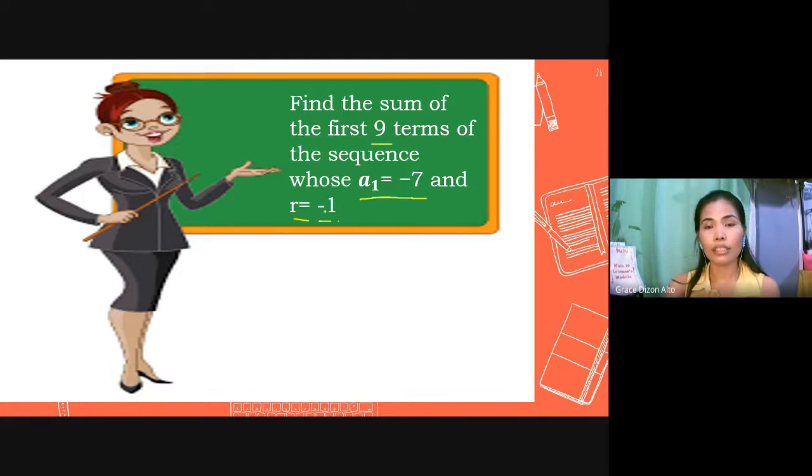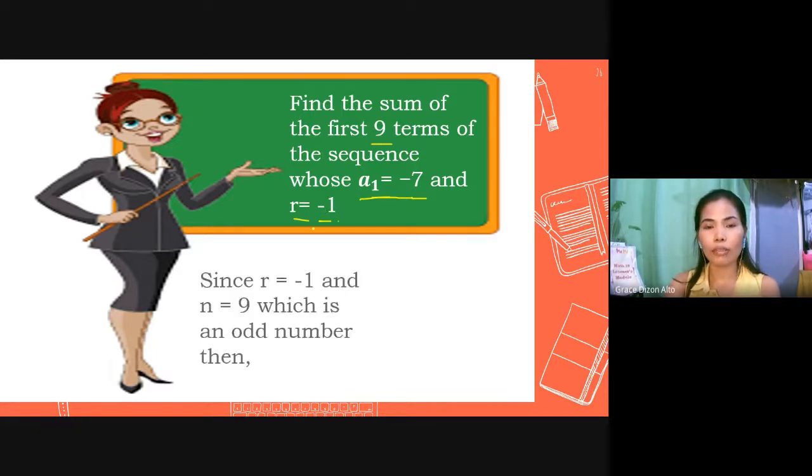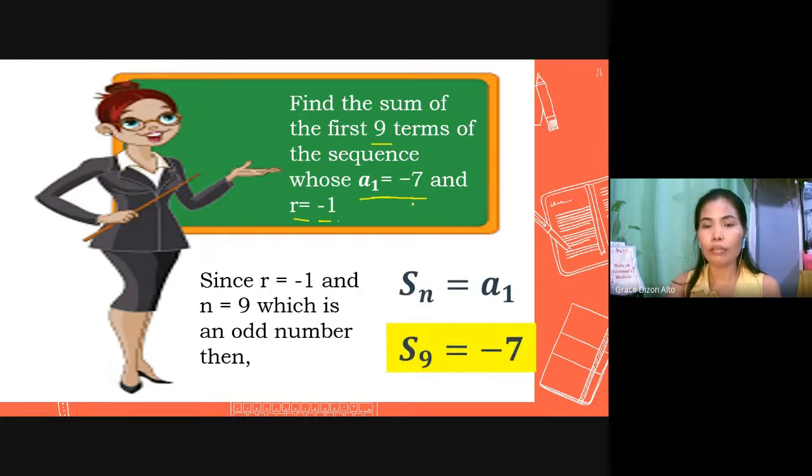Since our ratio is -1 and our n is 9, which is an odd number, then we will be using condition number 4, which is as easy as S sub n is equal to a sub 1, and the a sub 1 given to us is -7. So obviously, we will get S sub 9 is equal to -7. No computation needed. All we need is our eyes and the stored memory of the formula or the condition.